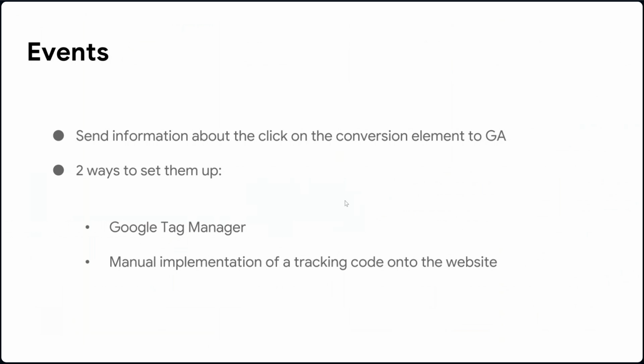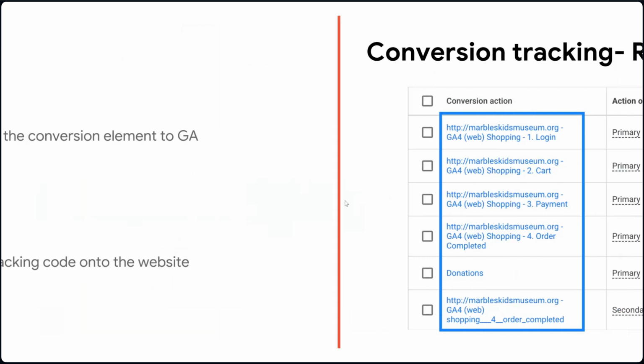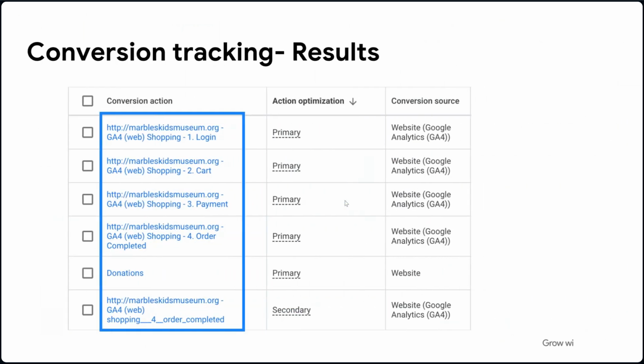You can create one code for each action, and then just place it on the respective places within your website's code, right? And after you implement events like this, and after you link Google Analytics with Google Ads, and again, I'll show you how to do that, you will see a list like this. And this is a screenshot from Google Ads. And this is a list of conversion actions, right?